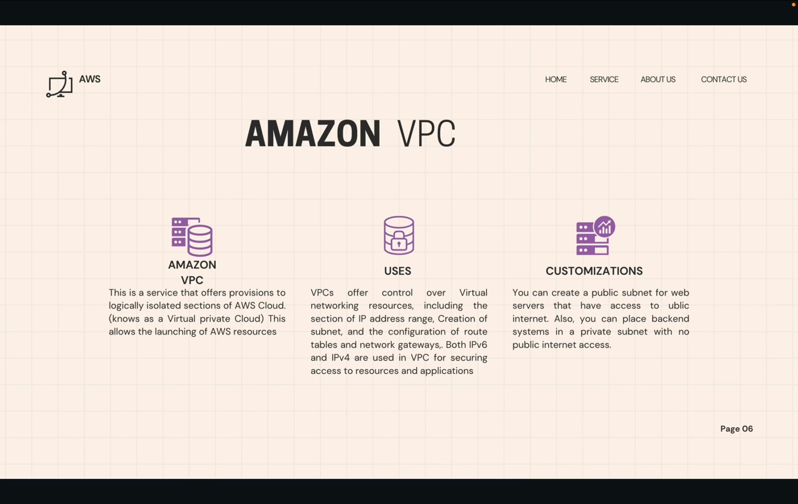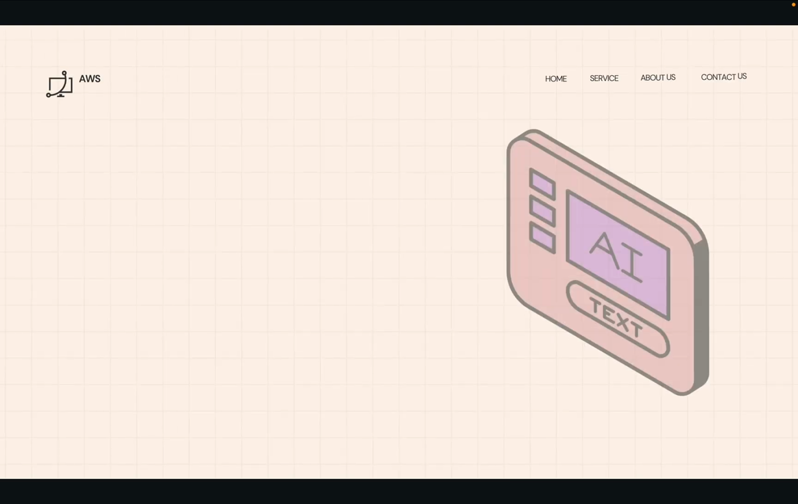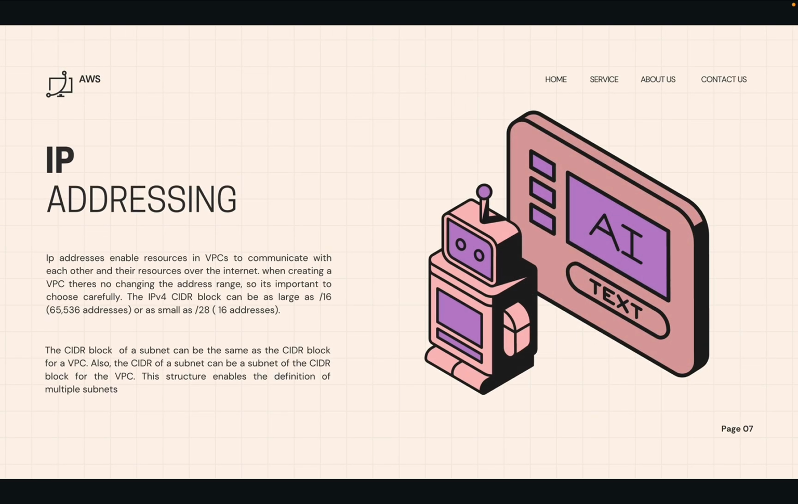Both IPv6 and IPv4 are used in VPC for securing access to resources and applications. You can create a public subnet for web servers that have access to the public internet. Also, you can place backend systems in a private subnet with no public internet access. IP addresses enable resources in VPCs to communicate with each other and with resources over the internet.